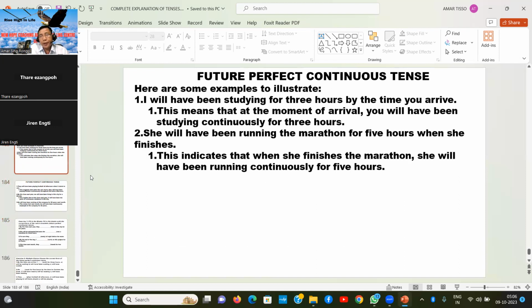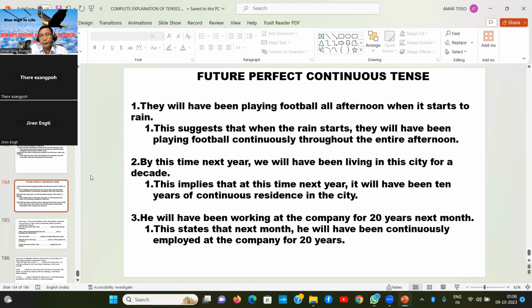Okay, let's start. Let's say this one. Number 1 again. They will have been playing football all afternoon when it starts to rain. They will have been playing football all afternoon when it starts raining.